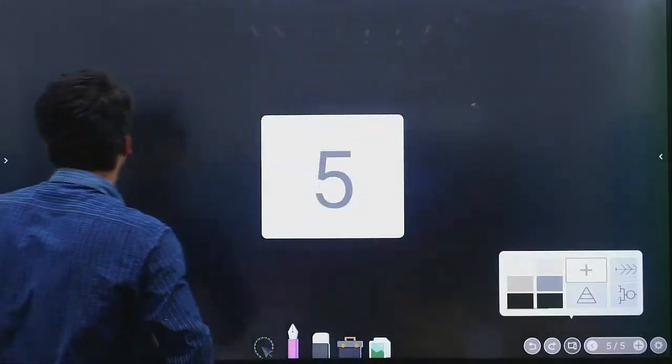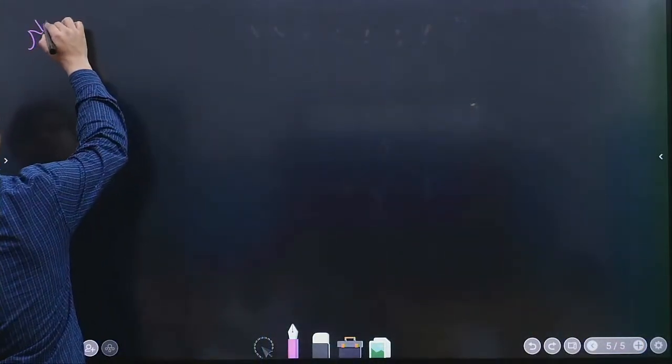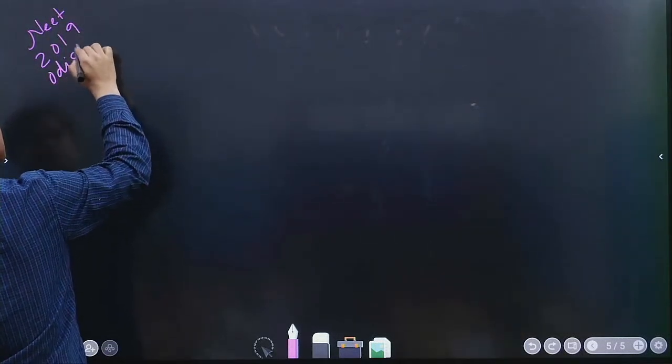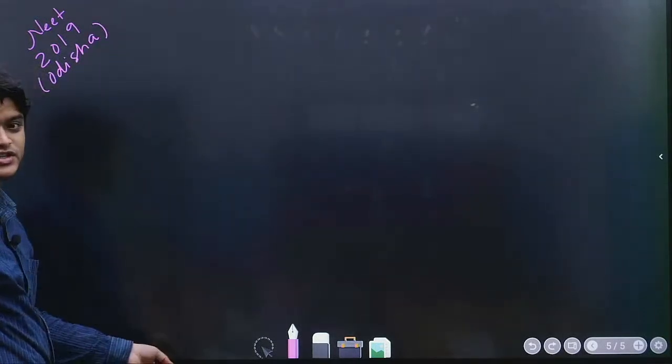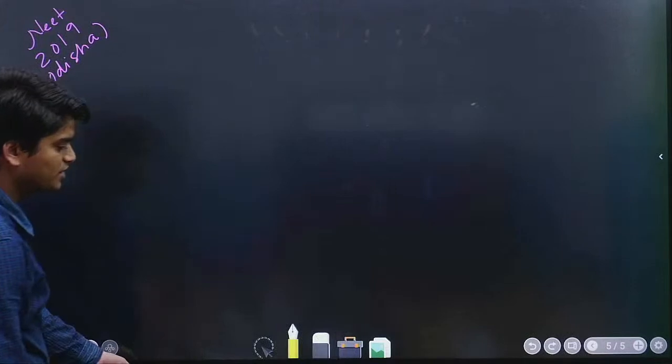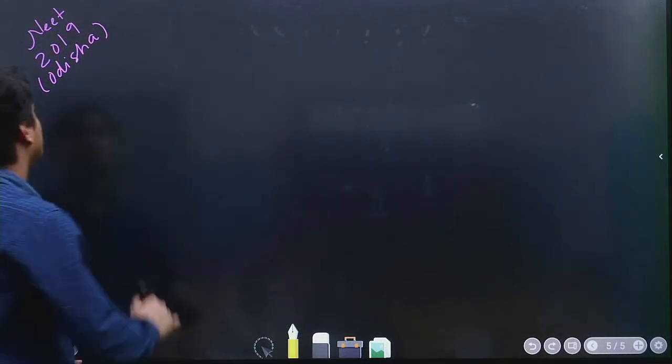Now listen. In NEET 2019, actually it is in Odisha they asked, because that time they did 2 exams. In Odisha 1, All India 1, like that, because of some reason that was happening at that time, 2019. I forgot.